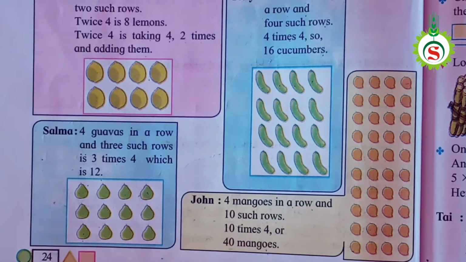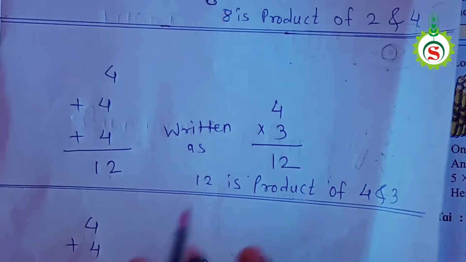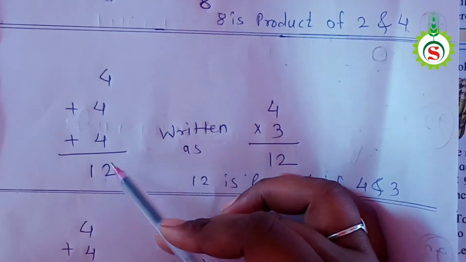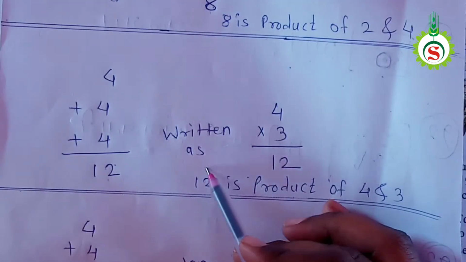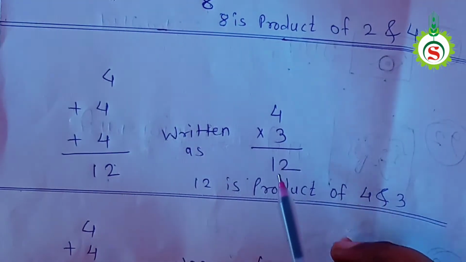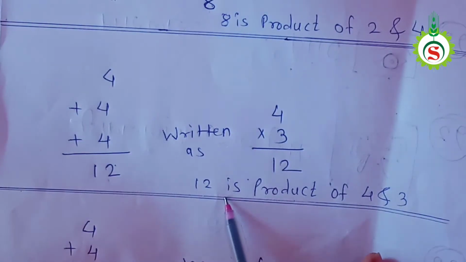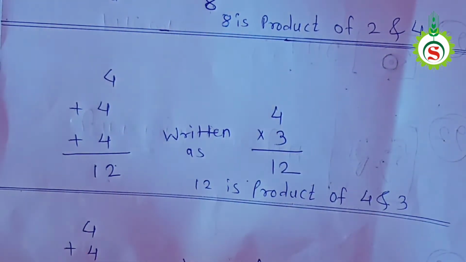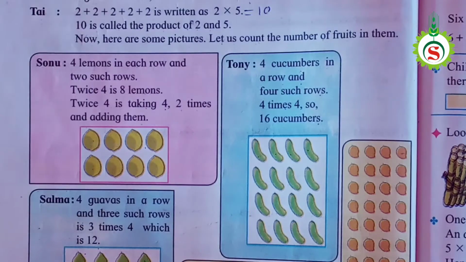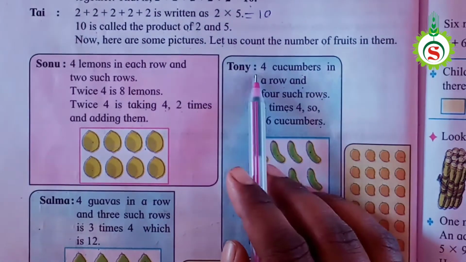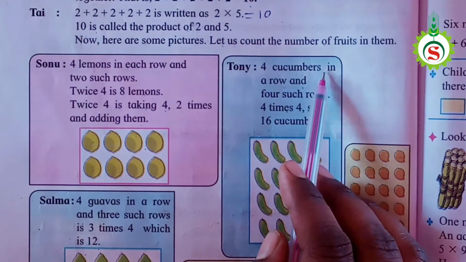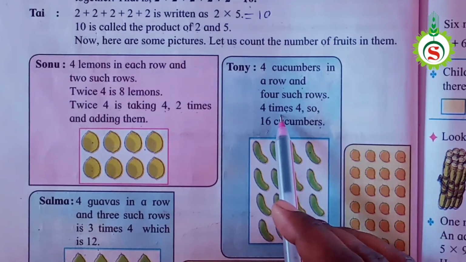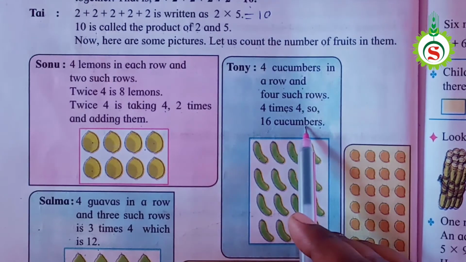See here, in addition form, 4 plus 4 plus 4 we get 12. Written as 4 multiplied by 3 we get 12. 12 is the product of 4 and 3. See the next example. Tony says 4 cucumbers in a row and 4 such rows. 4 times 4, so 16 cucumbers.